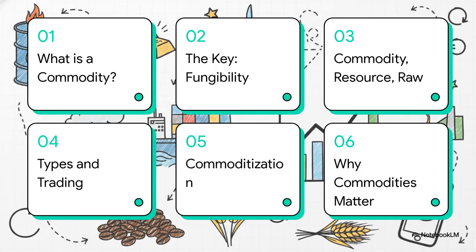So here's how we're going to break it all down. We'll start with a basic definition, then we'll unlock the absolute key concept, which is fungibility. After that, we'll clear up some confusing terms, look at how these things are traded, see how normal products can become commodities, and then wrap it all up with why any of this actually matters to you.